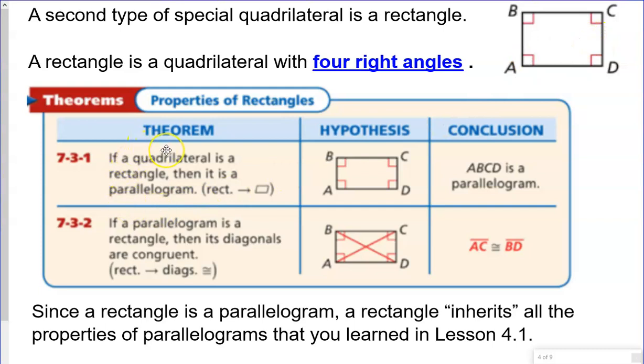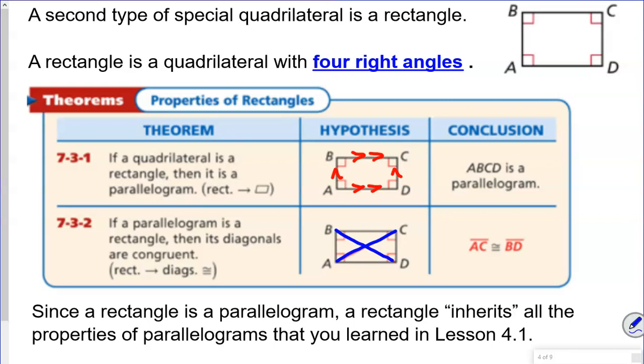So here's a couple properties about rectangles. So if a quadrilateral is a rectangle, then it's a parallelogram, right? So obviously we know that opposite sides here are parallel, so this means that AB is parallel with DC, right? And BC is parallel with DA, okay? Then if a parallelogram is a rectangle, then its diagonals are congruent, okay? So remember, this means that AC is the same length as BD, okay?